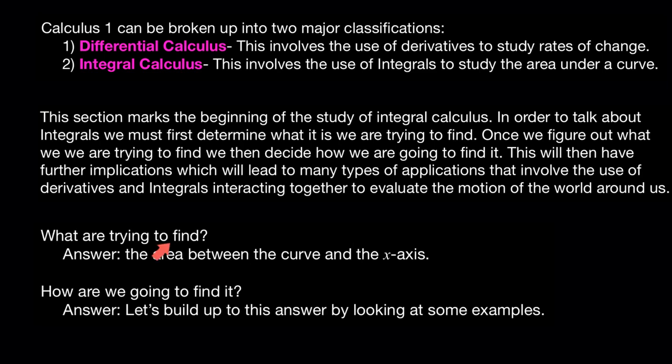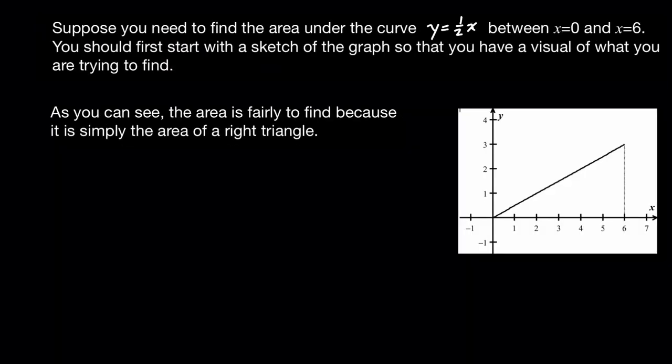So what is it we're trying to find? The answer to that is going to be the area between the curve and the x-axis. And this will be between any curve and the x-axis. That area can represent a lot of different things. And so how are we going to find that area? Well, we're going to build up to that, looking through some examples here.